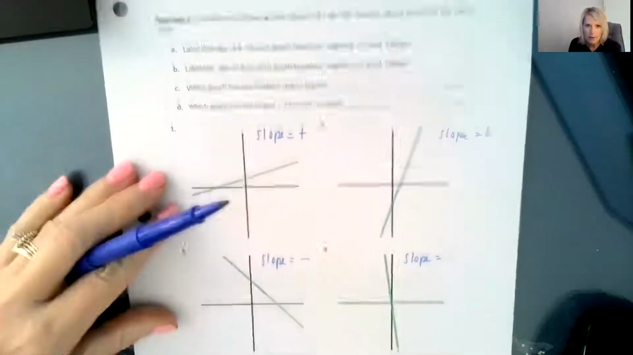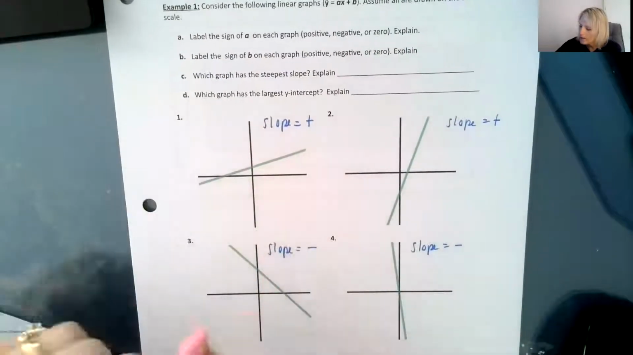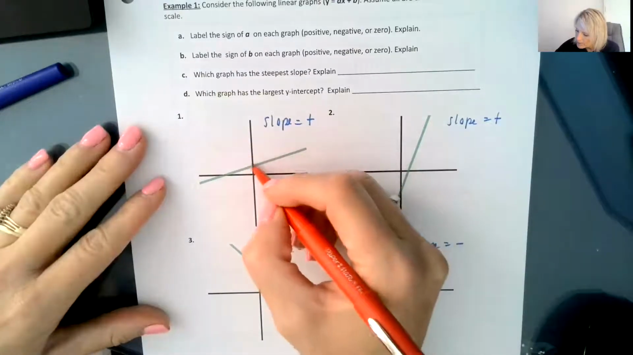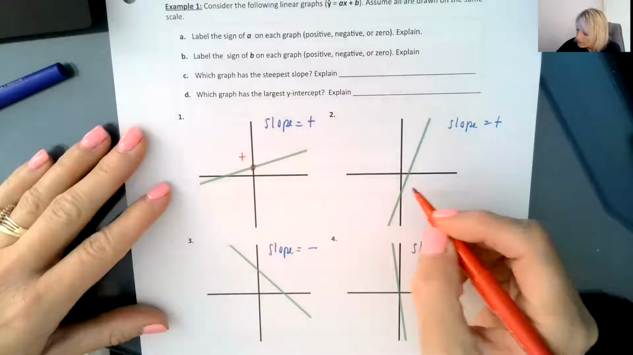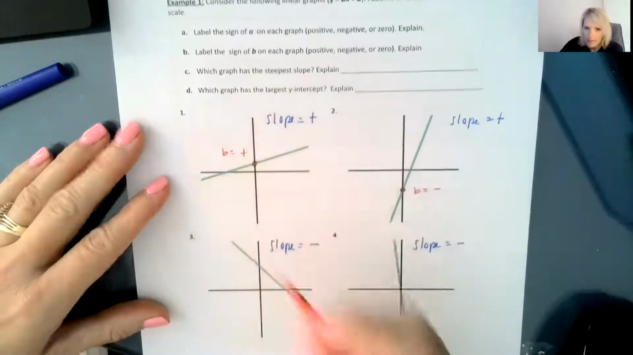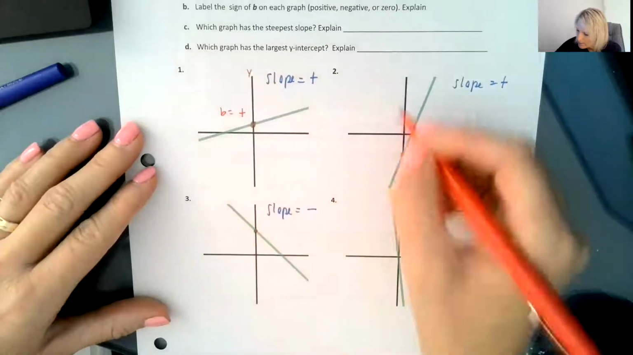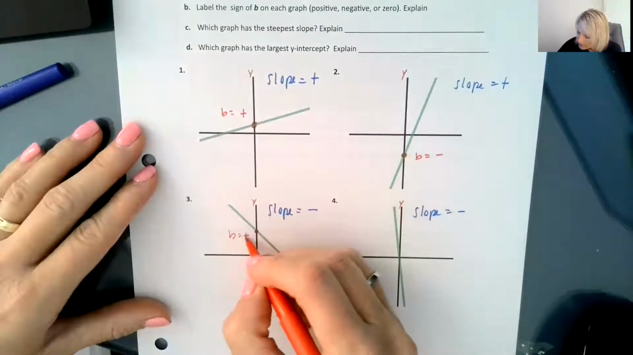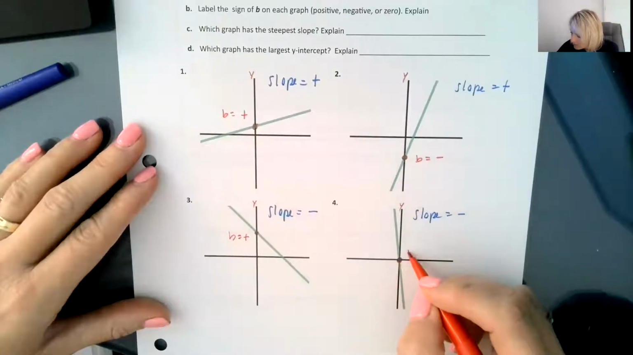Then it says label the sign of b on each. Is it positive, negative, 0? I'm going to do that in my red color. b is the y-intercept. So here is b, and because it's above 0, it's positive. Here b is down here, so b is negative. b is always where it's crossing the y-axis. Here b is positive again. And right here it looks like b is exactly at 0.